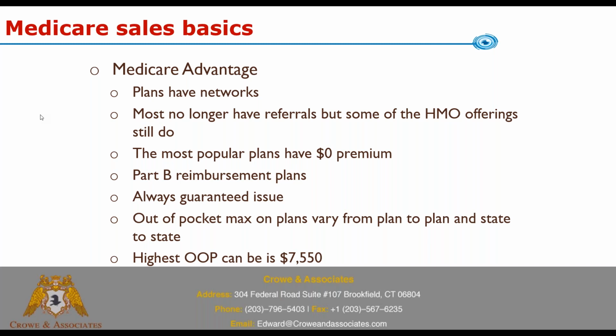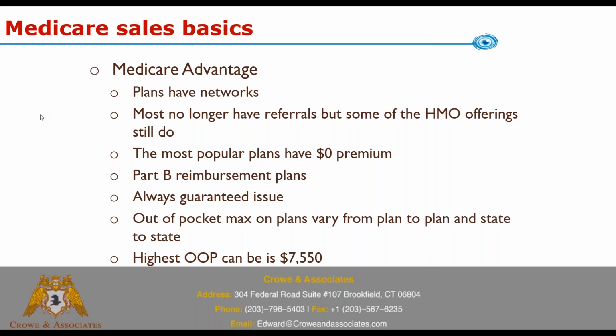But usually on those Part B reimbursement plans, the people aren't paying as much or maybe nothing for their Part B premium, but the benefits usually aren't quite as good as the counterpart plans that don't pay for the Part B premium. So there's a give and take there, and you really always got to take a look at them. Advantage plans are always guaranteed issue. There's never any underwriting allowed on them.